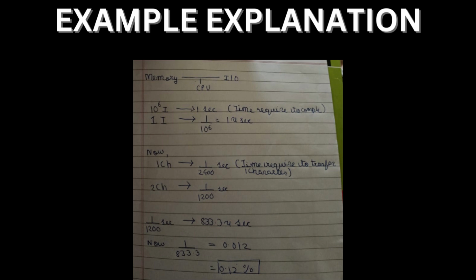Now, in order to find its rate, we just take the reciprocal: 1 upon 833.3 is equal to 0.0012. Now, to find the percentage, we just multiply it by 100, which gives 0.12%. So, this is the percent by which the CPU will be slowed down.